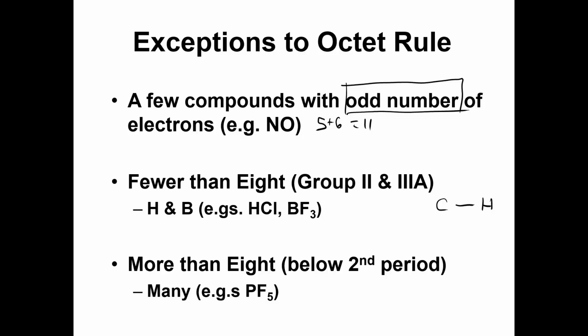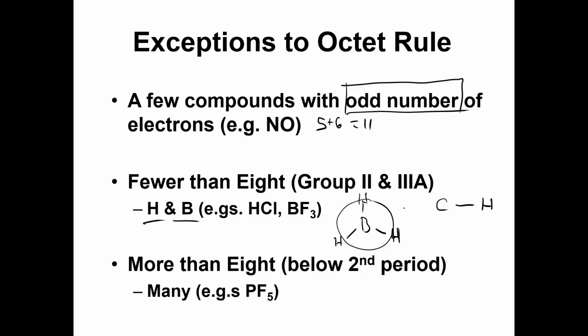And boron can have 6, can be stable, somewhat or happy, such as BH3. Again, we're using H as an example here for being terminal and only having 2 electrons, and in this case also the central atom has only 6 electrons. Okay, and so boron and hydrogen are the only 2 exceptions there.